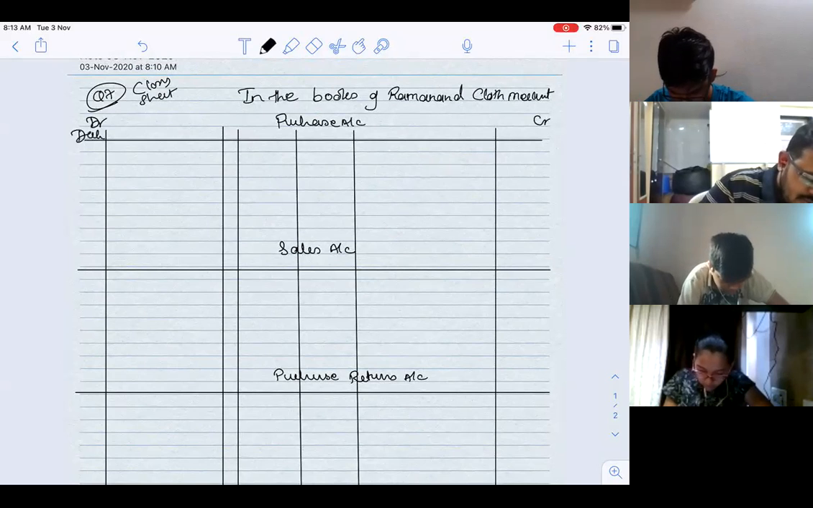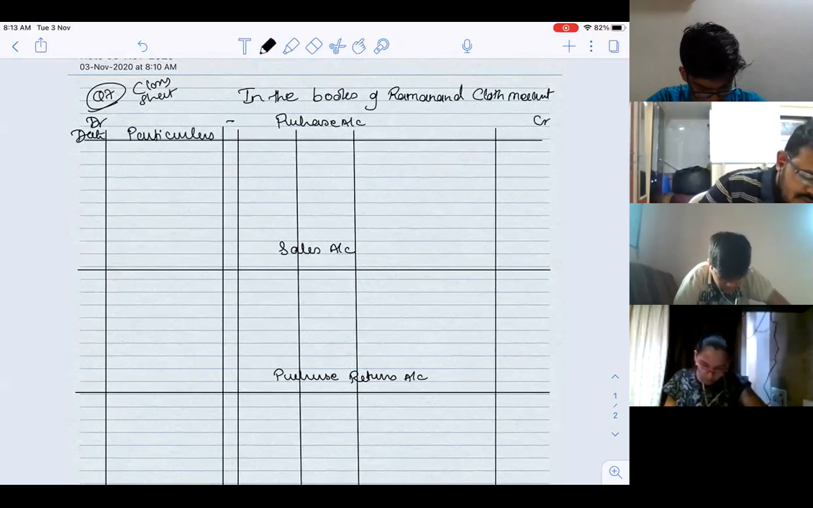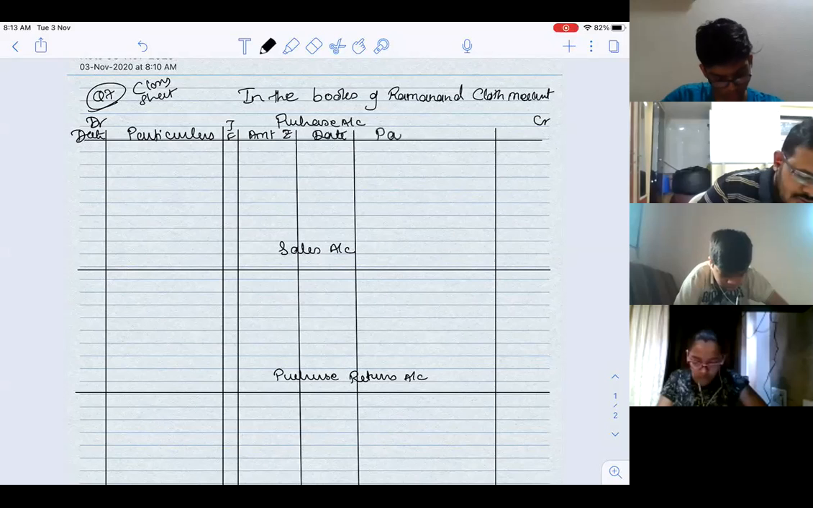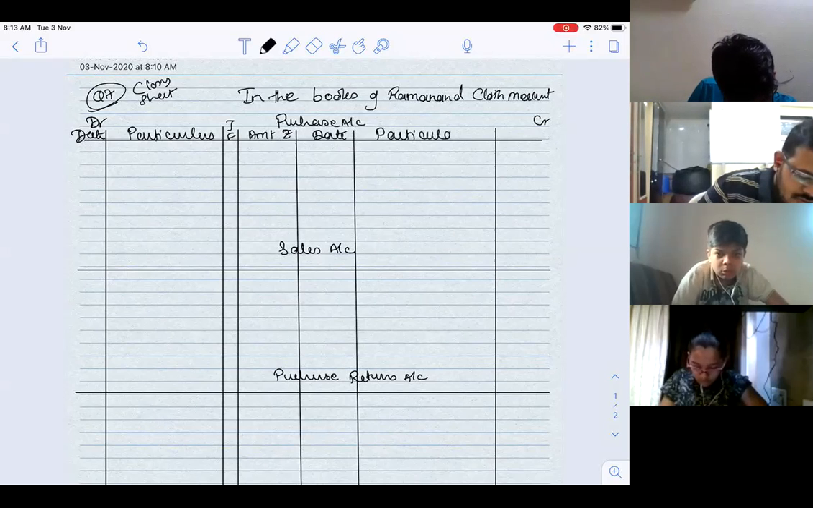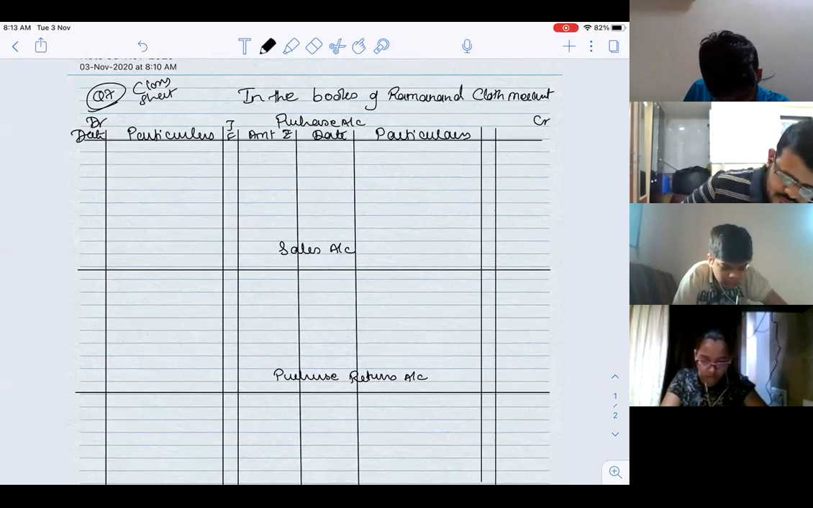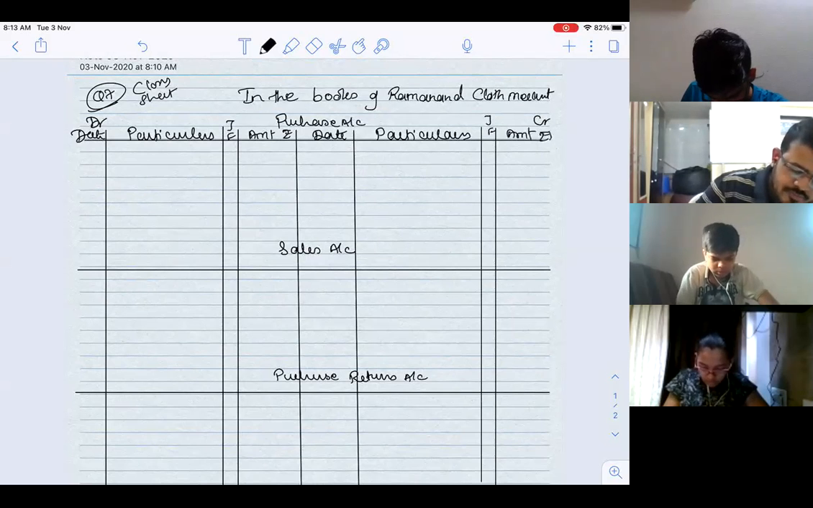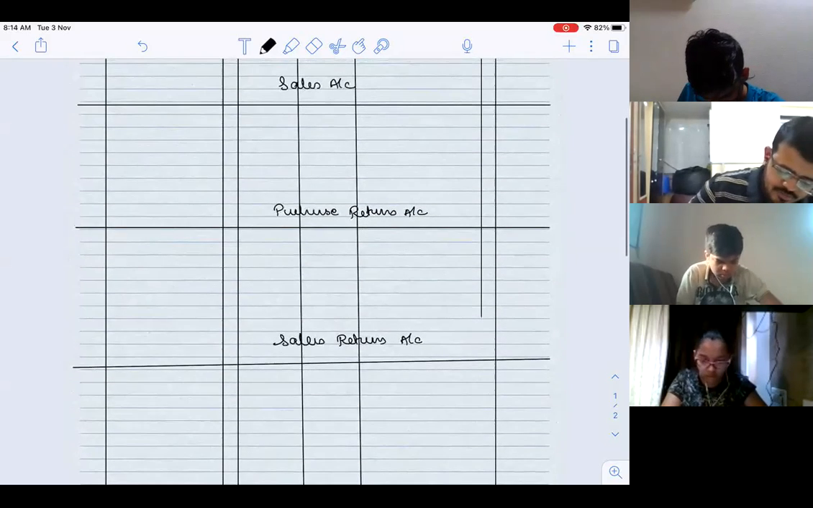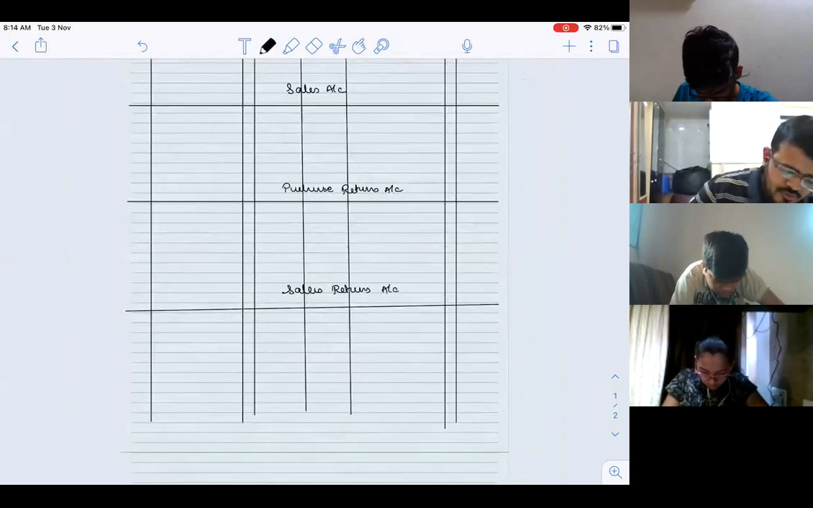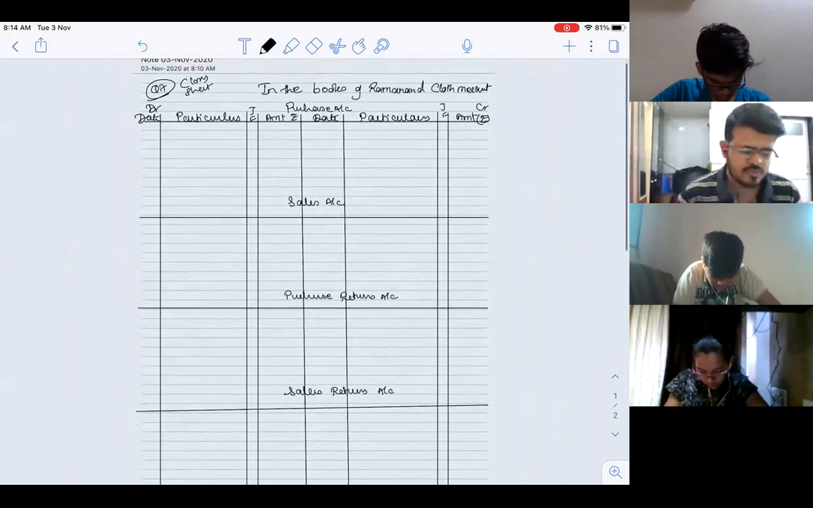Format is ditto same: date, particulars, JF, amount, date, particulars, JF, amount. Okay, same simple format of ledger. Draw up the 4 accounts.